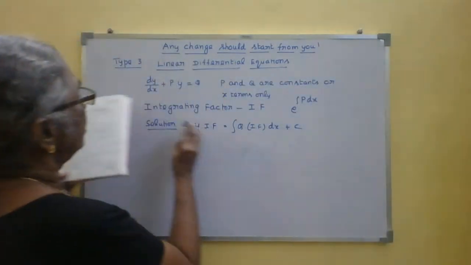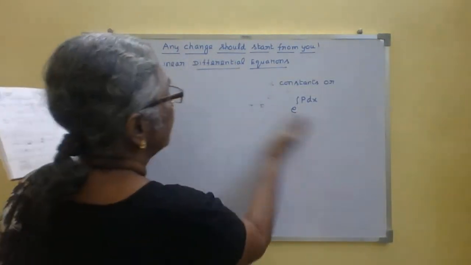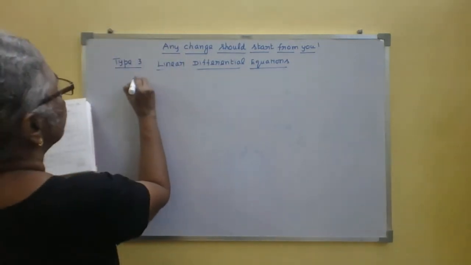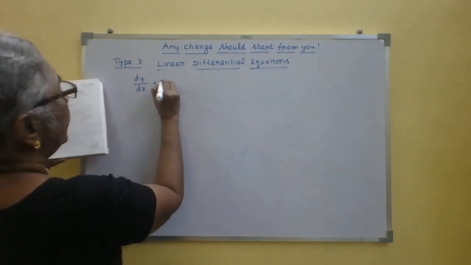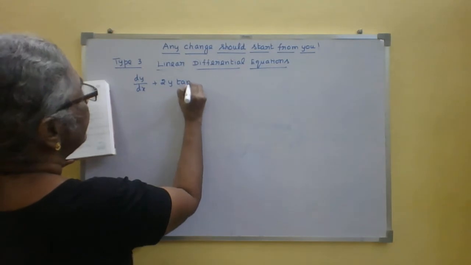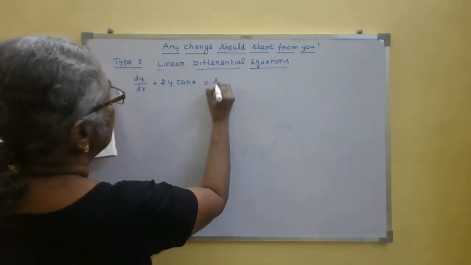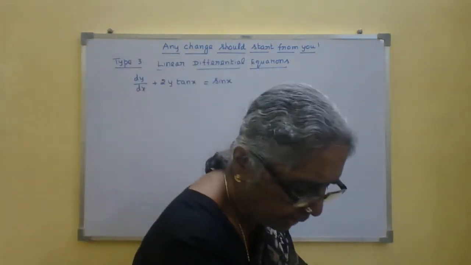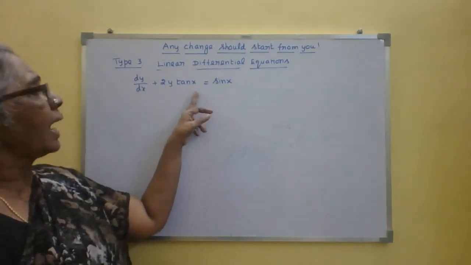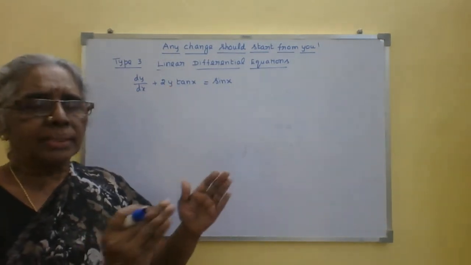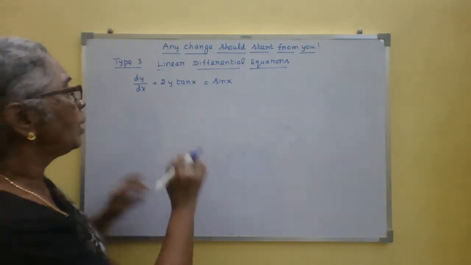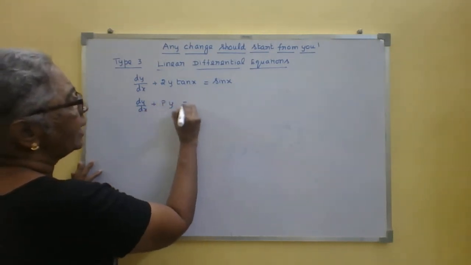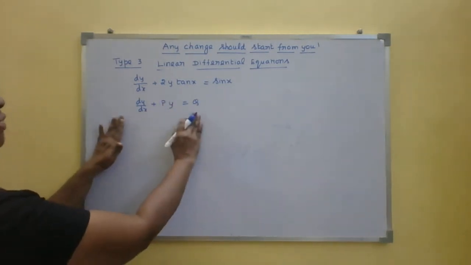Okay. So now I will take a sum: dy by dx plus 2y tan x is equal to sin x. You have to solve this differential equation, dy by dx plus 2y tan x is equal to sin x. Now this is a sum which is straight away of the form, you just compare it, dy by dx plus py is equal to q. This is of this format.